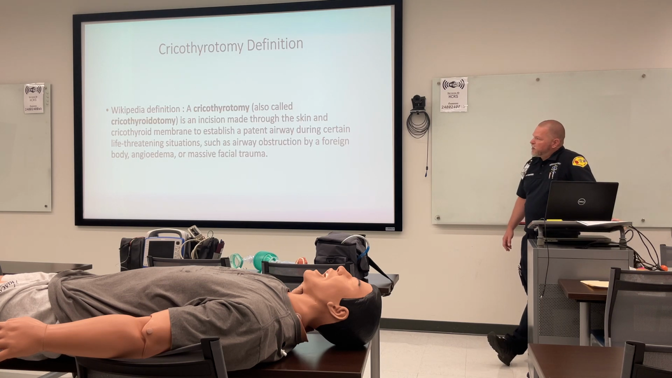So the definition. Wikipedia's definition of cricothyrotomy, also called a cricothyroidotomy, is an incision made through the skin and cricothyroid membrane to establish a patent airway during certain life-threatening situations, such as an airway obstruction by a foreign body, angioedema, which is massive swelling to the face and deep into the tissues of the back of the throat where you can't see to get a tube passed, and also massive facial trauma. And with that, you have to worry that you can't get a BVM mask to seal around the face to where you can really give the patient the ventilations that are needed.